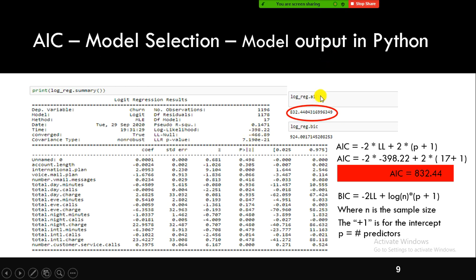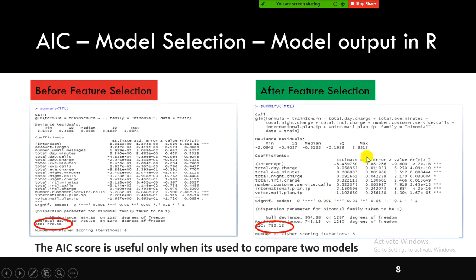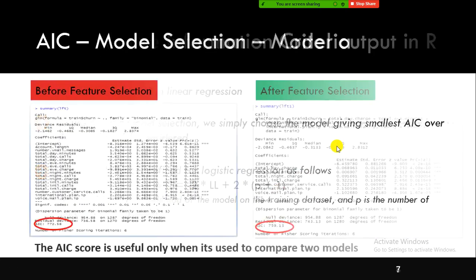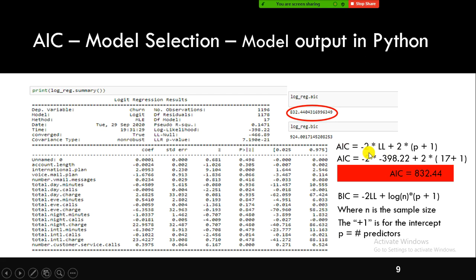Now let us jump into understanding what AIC is. AIC is already computed by the model. We don't have to compute it explicitly. The AIC is 832. And we have something else called BIC. BIC is 924. We know the formula for AIC. I just copy pasted the same formula here: -2 into log likelihood plus 2 into (p plus 1). The log likelihood the model has already given.